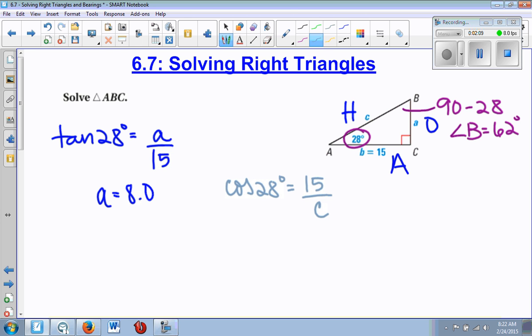Anytime your variable's in the denominator like this, we're going to divide. So 15 divided by cosine of 28. And this is going to come out approximately.